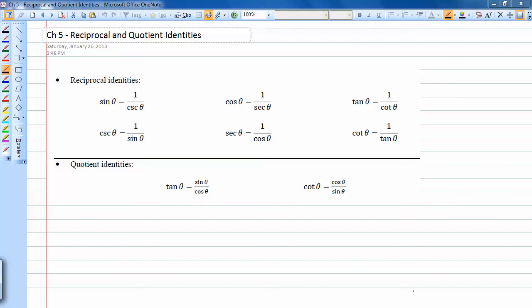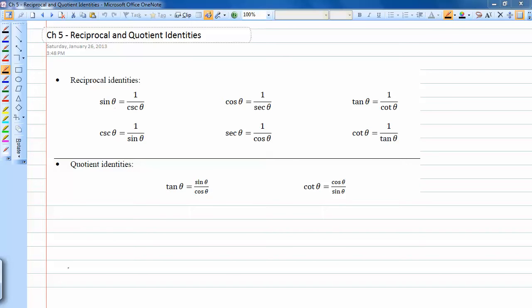Okay, so in this video we're going to derive the reciprocal and quotient trig identities, which I think you guys all probably know without having to think about them very much. But just in case, it doesn't hurt to have the video.